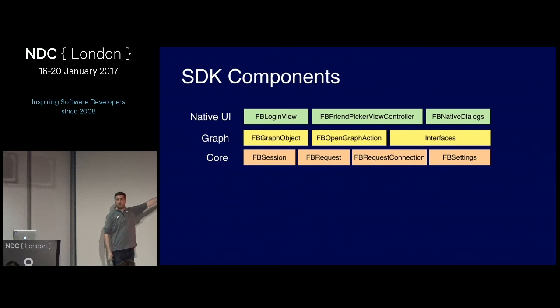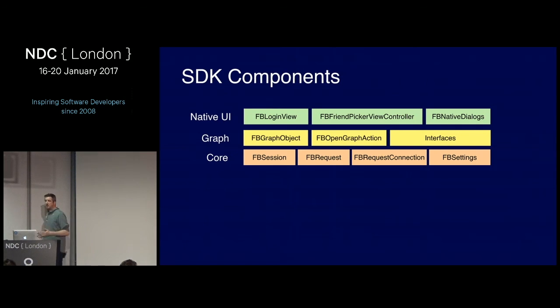You've got the core, which is where you're going to be doing most of your work, so to get your authentication to happen and to deal with your current session and restoring tokens and all of that loveliness. Then you have the Graph API, which contains a lot of interfaces so that you can get that type safety to deal with the Facebook graph.